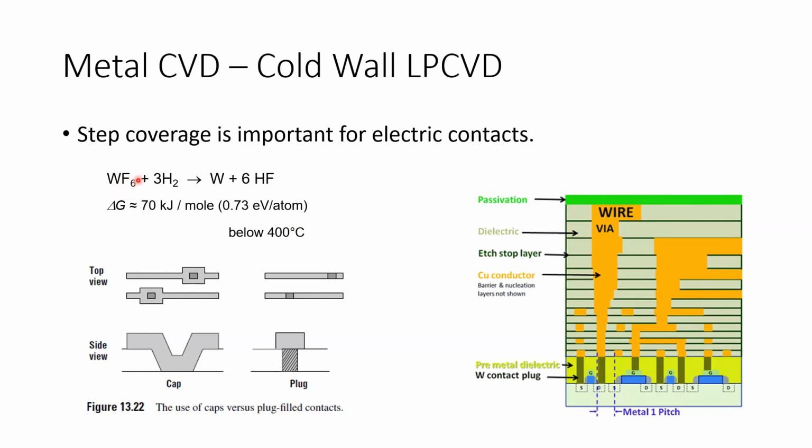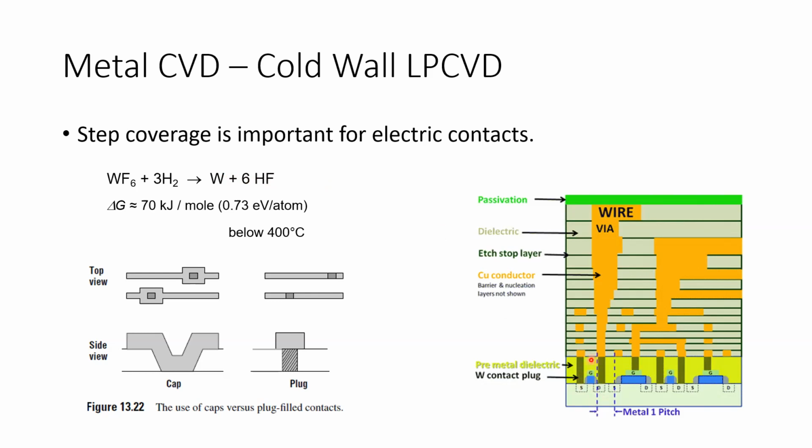It has a very low melting point. So at room temperature, it's actually a gas. And so then we can use LPCVD, with tungsten WF6 reacting with H2. So I think we get tungsten metal and HF.